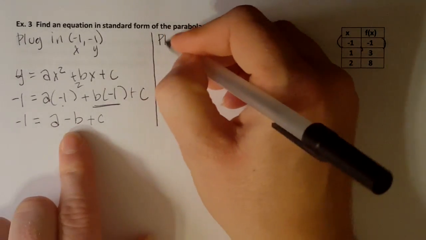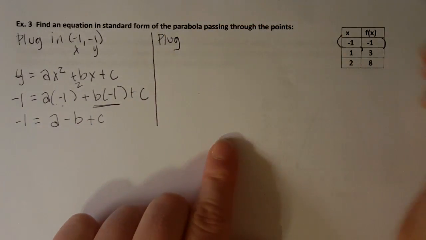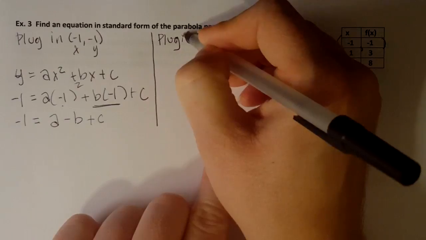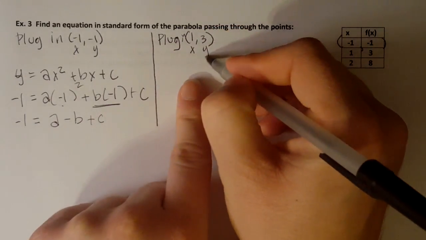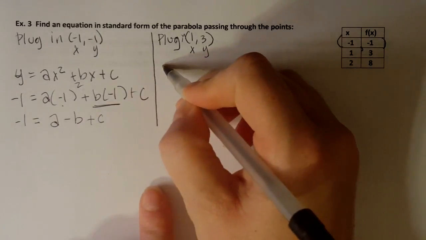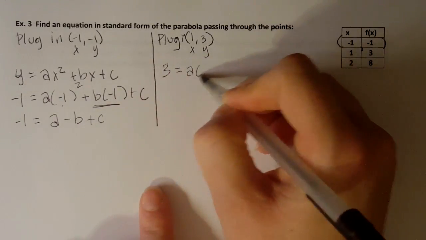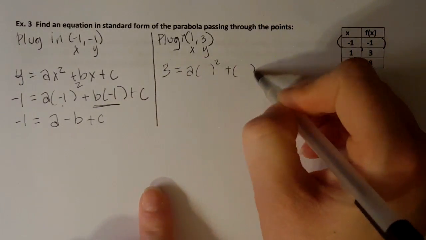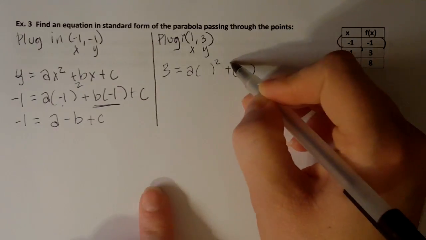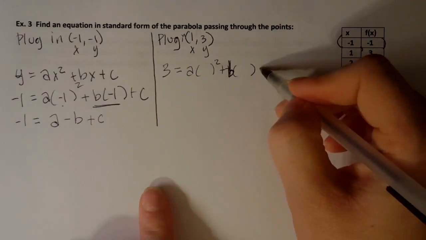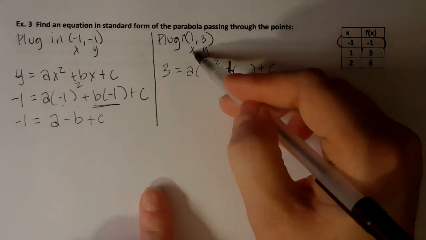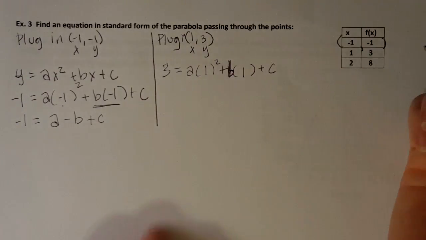Okay, so we're going to have to go to our second point, 1, 3, plug in 1, 3. Again, x comes first, then y. So y equals, we put 3 equals ax squared plus bx, I forgot the b, there's the b, plus bx plus c. Each of the x's is a 1, so let's put in a 1 right there.